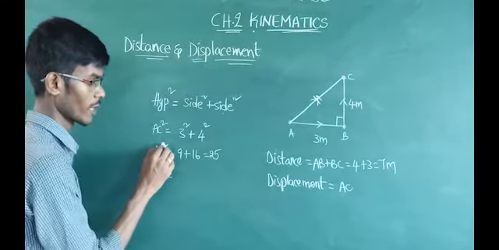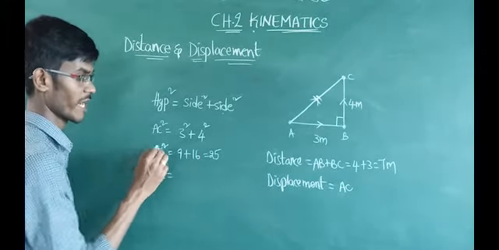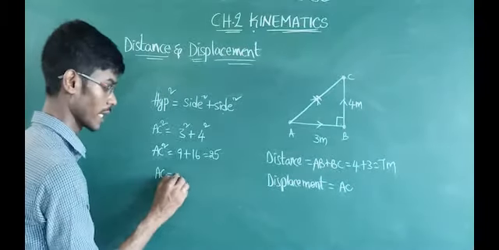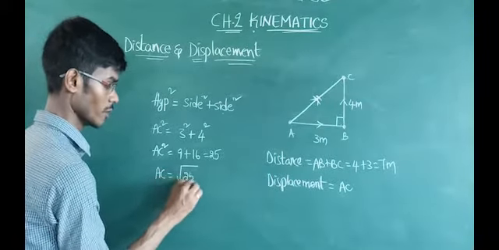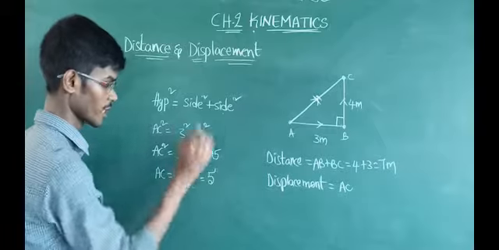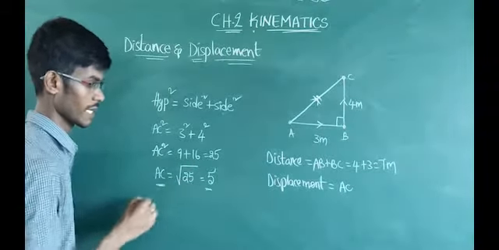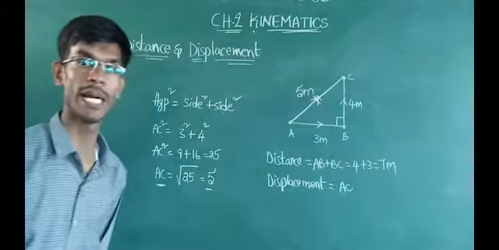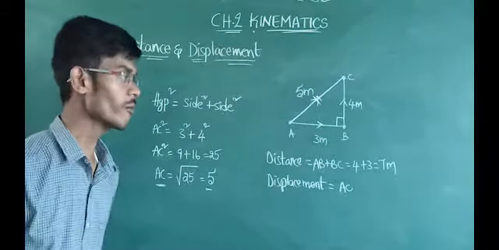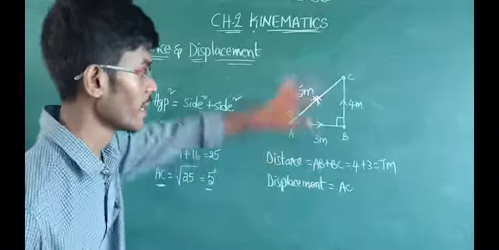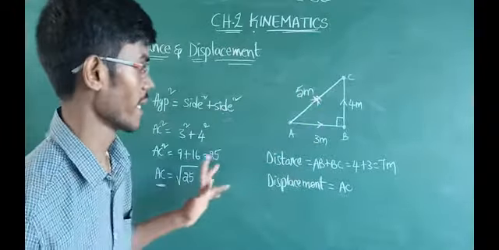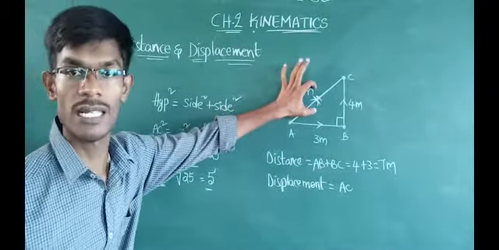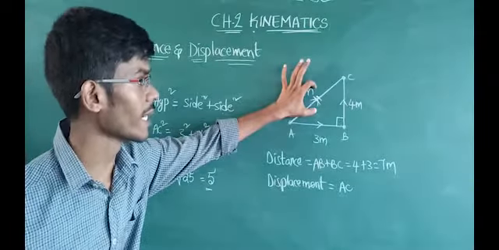AC squared is equal to... if the square comes to the RHS, then it becomes root 25. Root 25 value is 5. So AC is equal to 5 meters, which means the displacement travelled by the object is 5 meters. How are we finding that? By considering the Pythagoras theorem.